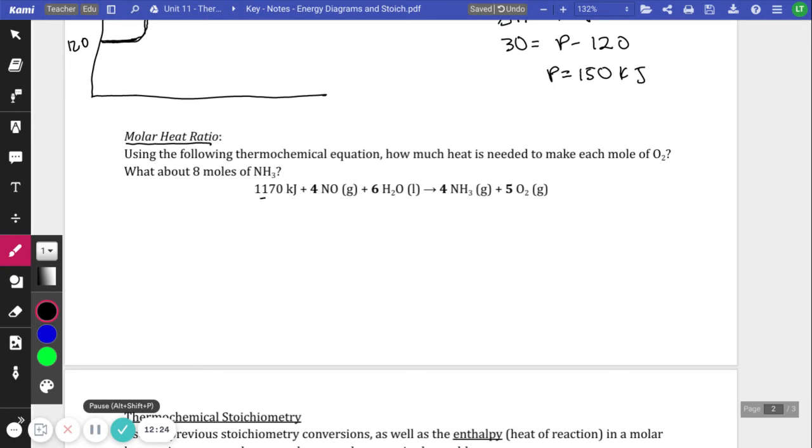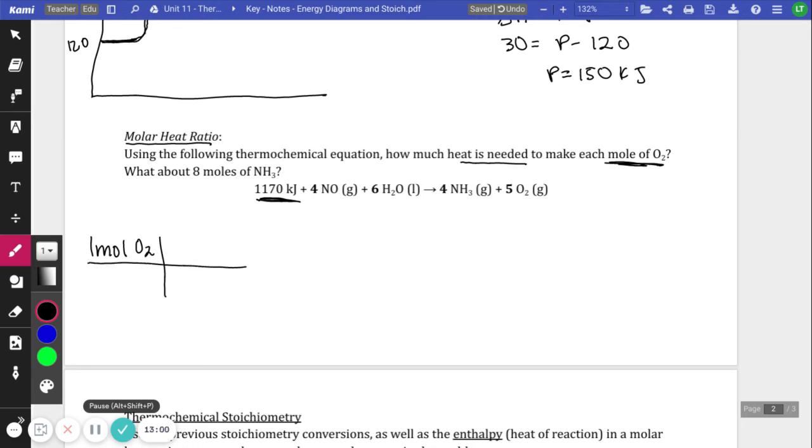So first off, I want to notice that I do have energy in my equation. It is a reactant, so that is an endothermic reaction because energy is a reactant. Okay, so our first question says, using the following thermochemical equation, how much heat is needed to make each mole of O2? Okay, so I can actually solve this just like using my kind of mole to mole ratio. So if I want to know how much heat is used to make each mole of O2, well, I can look at my equation.